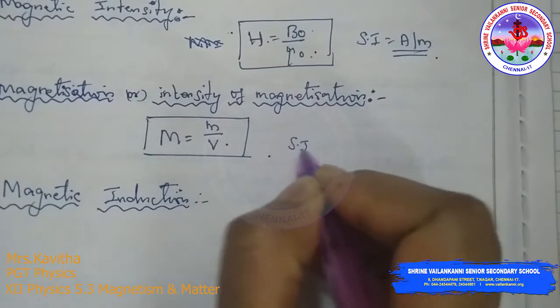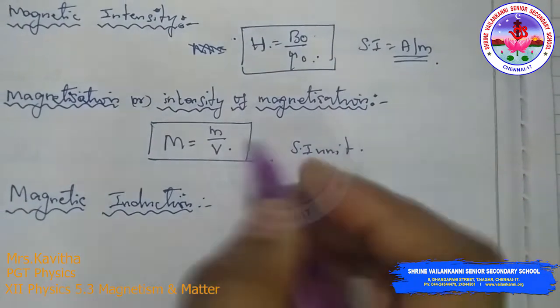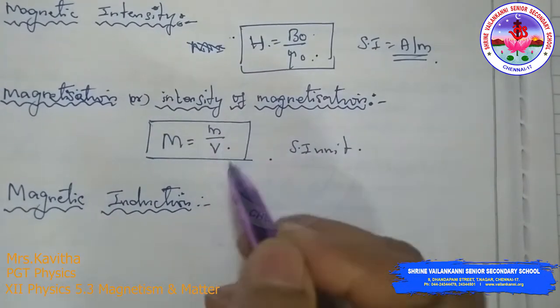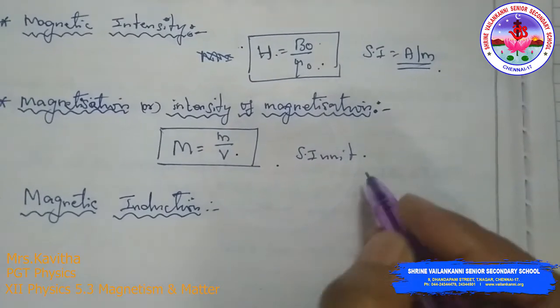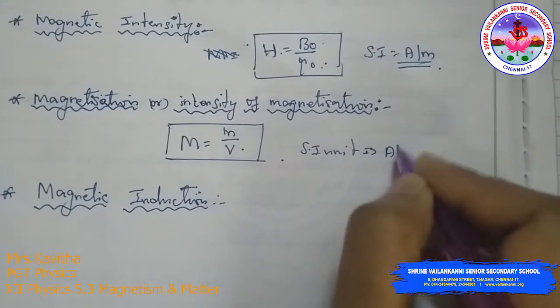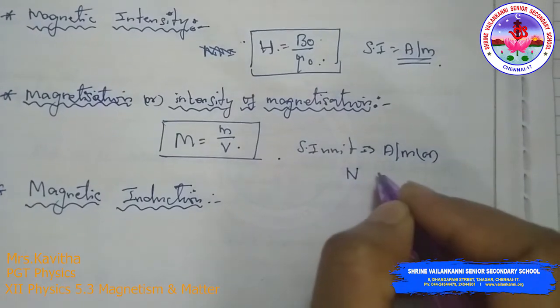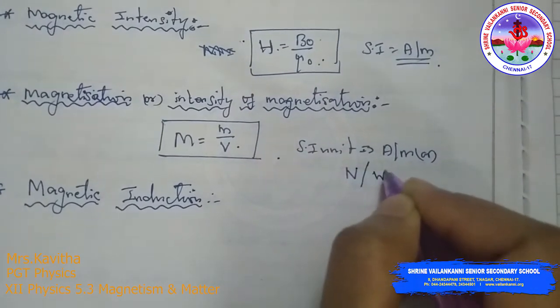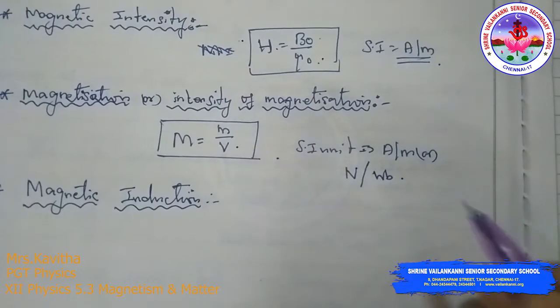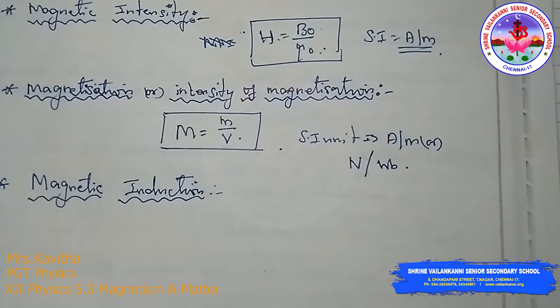This one also comes as ampere per meter, or we can say Newton per Weber. Right. Now magnetic induction.